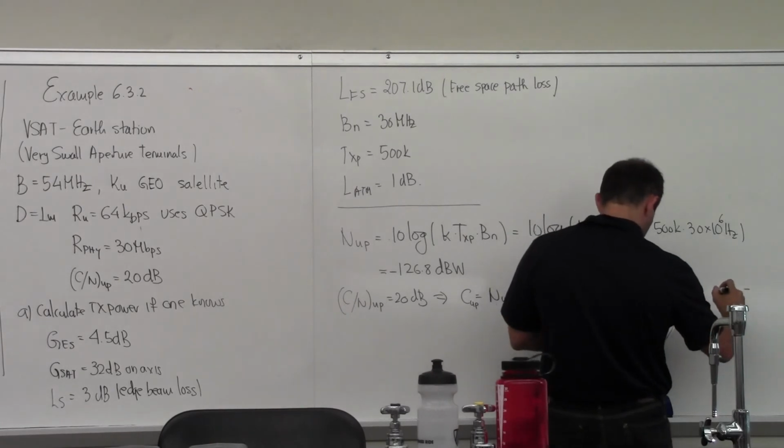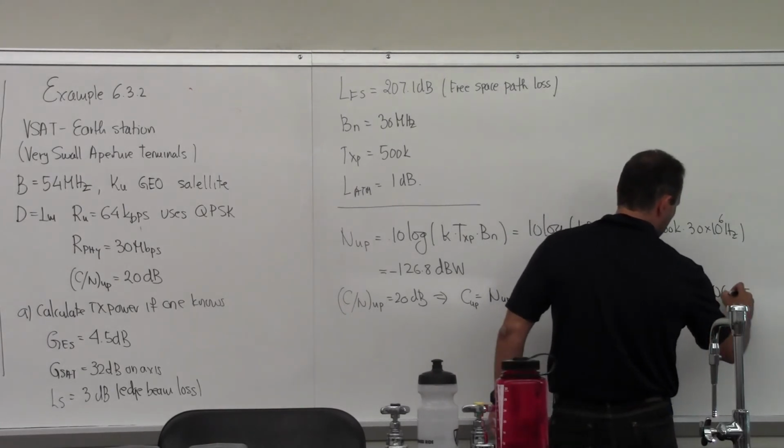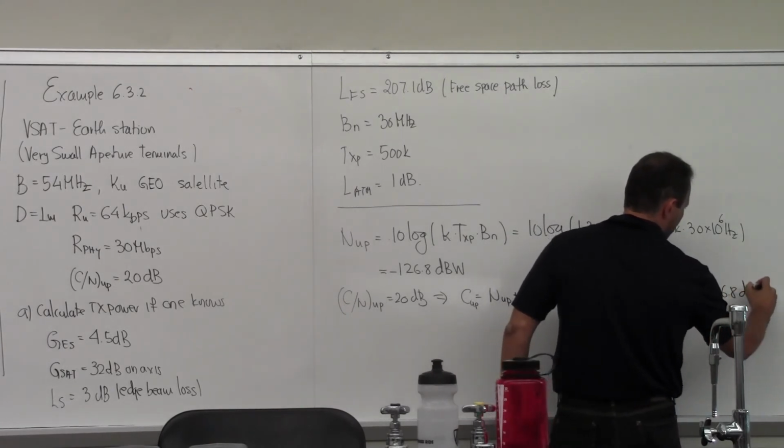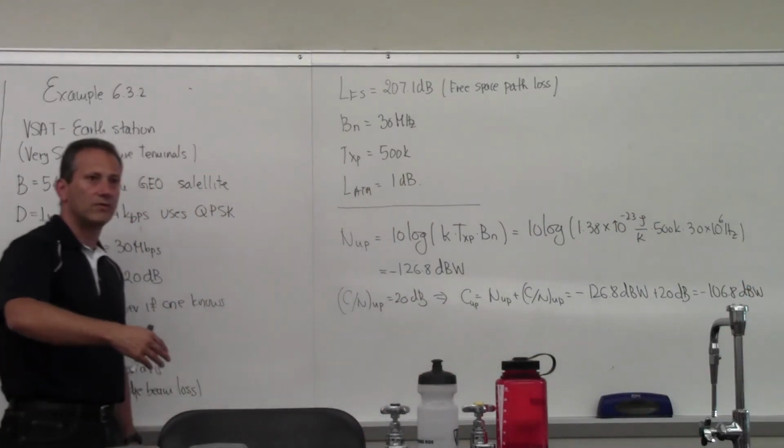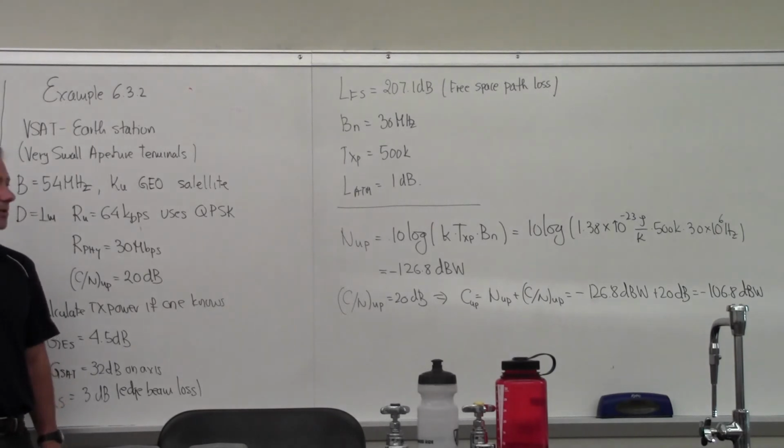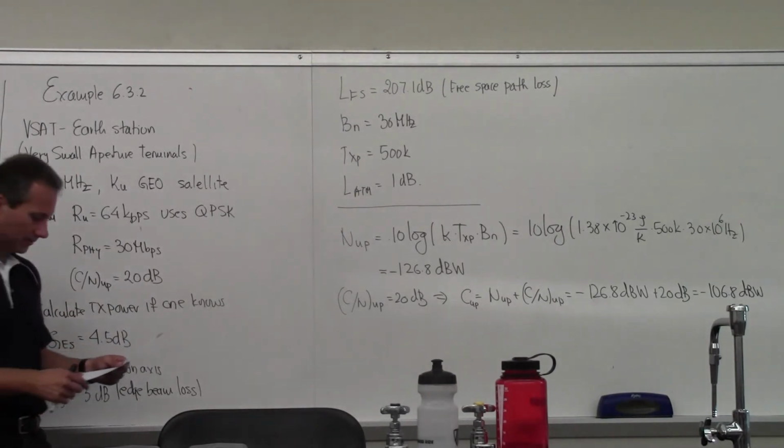And this is minus 106.8 dBW. So that's the power of the carrier that I need to provide from the ground to the transponder, right? Across all of these link budget losses that I have listed here.